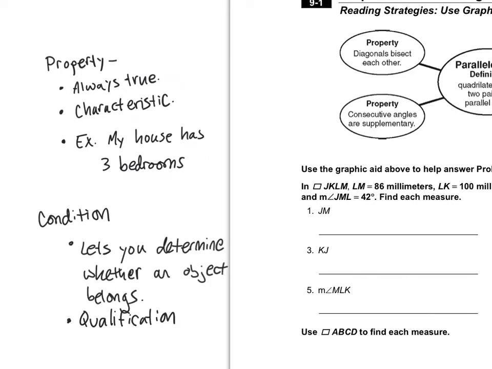Conditions, on the other hand, let you tell whether an object belongs to a particular group. So you could use a condition to tell if a shape is a rectangle. Another word for a condition might be qualification. It's something that says, oh yes, this shape qualifies as a rectangle. I can accurately say it is a rectangle.